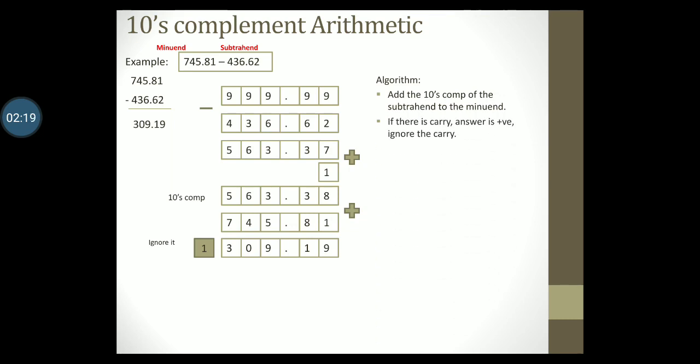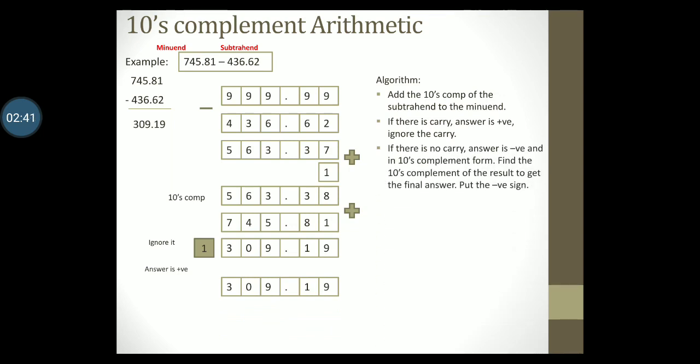The algorithm tells us that if there is a carry, then the answer is positive, which is a pretty obvious fact since the first number is bigger than the second number. If we ignore this carry, we get the answer that we are looking for, that is 309.19. There is another step to do in this algorithm, but we will tackle that in another example.